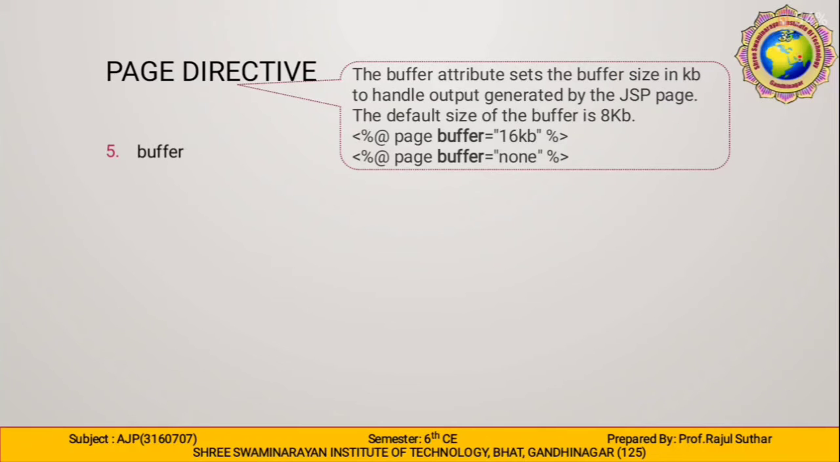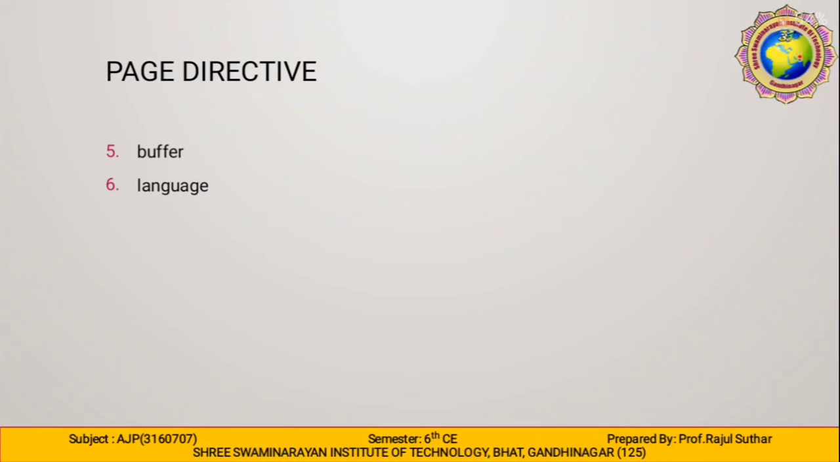Buffer. So what is the use of buffer? The buffer attribute sets the buffer size in kilobytes (KB) to handle the output generated by the JSP page. The default size of the buffer is 8 KB. So in the page directive we are using buffer is equal to 16 KB, whatever you want to write. The default size is 8 KB, so you can change it. Then buffer is equal to none for no buffer.